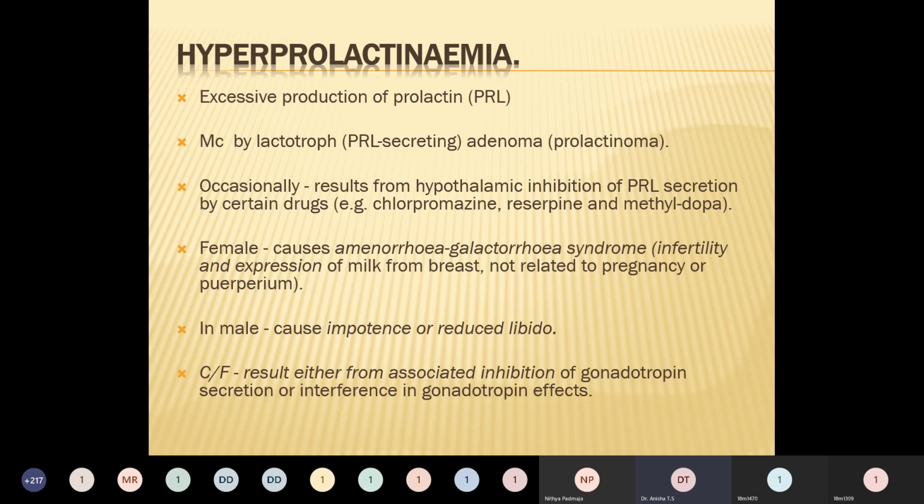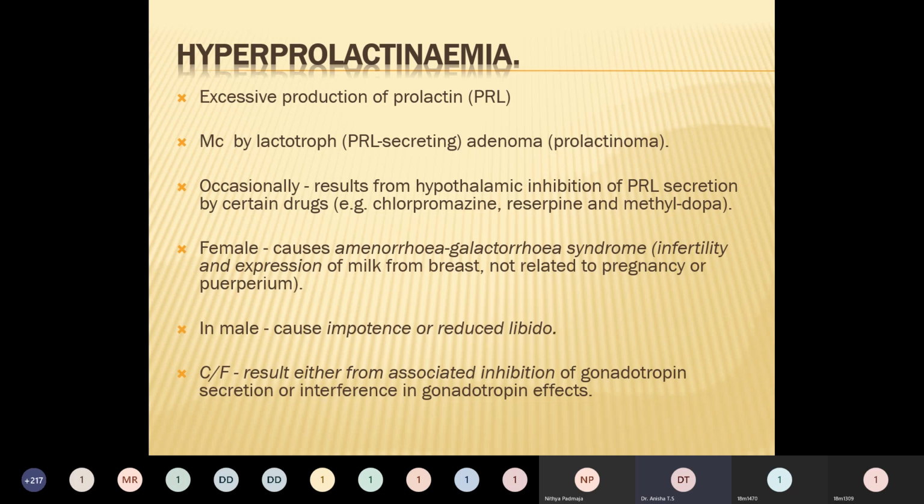Because of this tumor, prolactinoma, females have amenorrhea, that is, they won't have any regular menstrual cycle, even though they're not pregnant or have not just delivered, so nothing to do with pregnancy, but still they'll be secreting breast milk. Okay, this is because of a tumor in the anterior pituitary called prolactinoma.